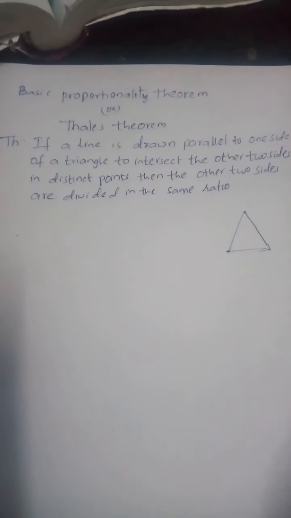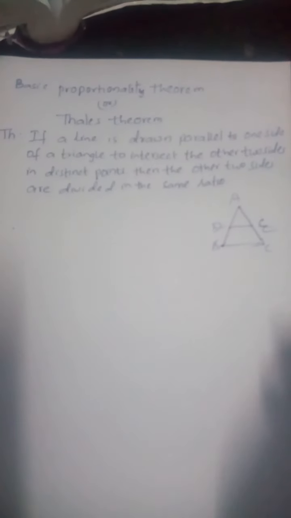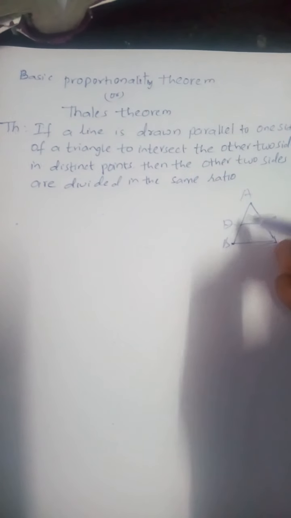Theorem statement: If a line is drawn parallel to one side of a triangle to intersect the other two sides, say in triangle ABC the line DE intersects the sides at distinct points, then the other two sides are divided in the same ratio. Meaning AD by DB is equal to AE by EC.